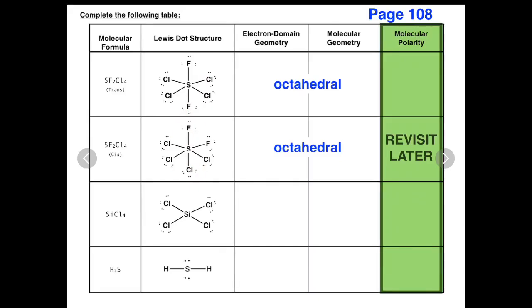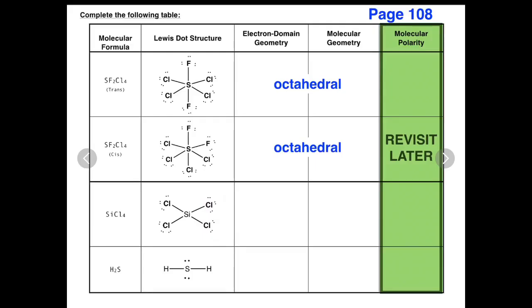Now, what about silicon tetrachloride? Again, when we're looking at the geometry, we're looking at the central atom, so we're looking at this as the central atom. For silicon tetrachloride, when you count the electron domains around silicon, there are 4 of them. So the electron domain geometry would be, what is it? Is it going to be square planar or tetrahedral?